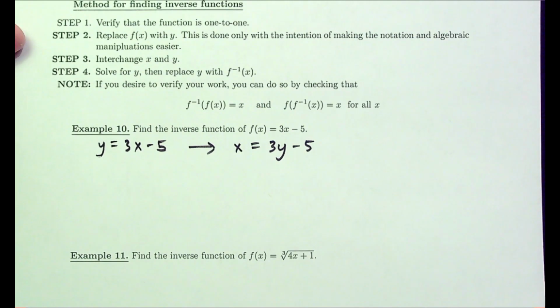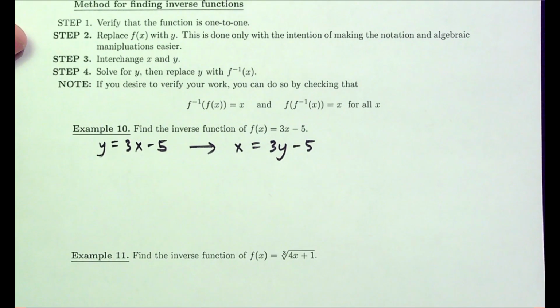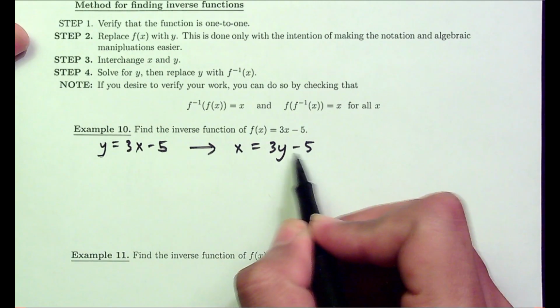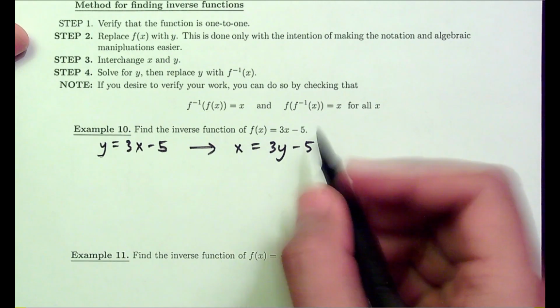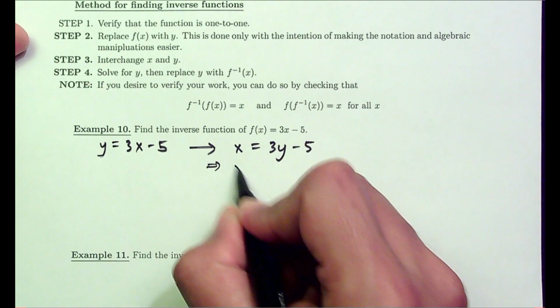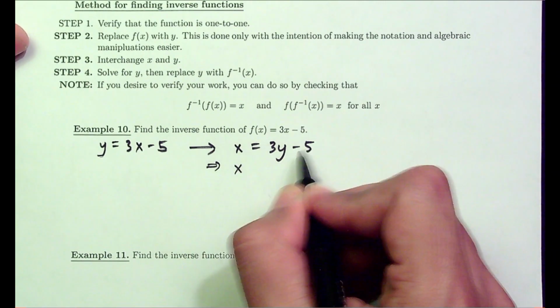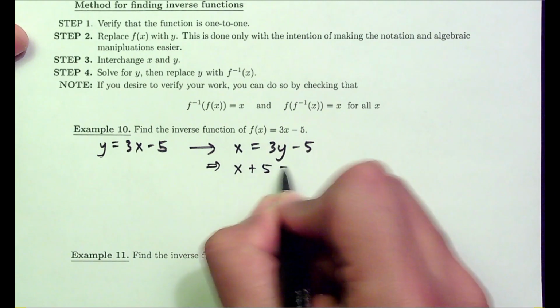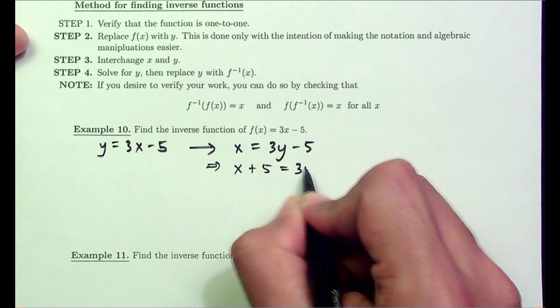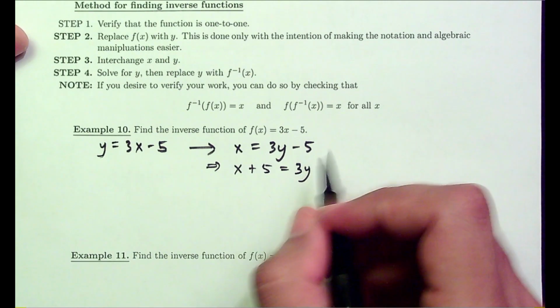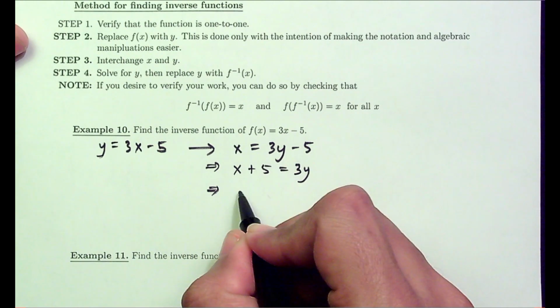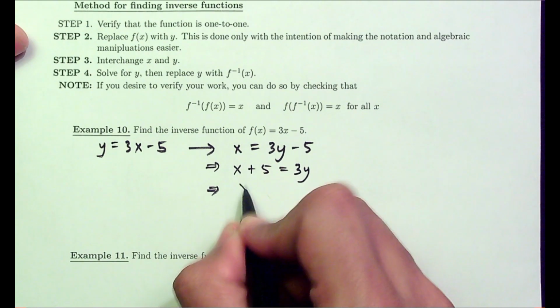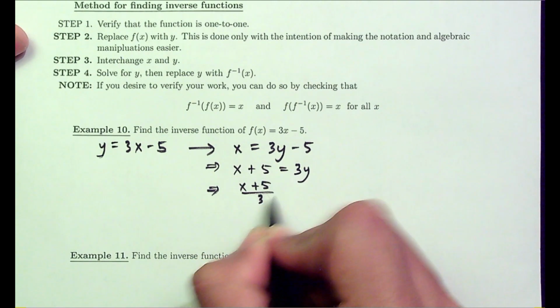After you do that, you're going to solve for y. Once I solve for y, I'm done. That's my answer. So I need the y all by itself. Add 5 on both sides, or just think of moving it to the other side. x plus 5 equals 3y. Finally, to get the y all by itself, divide by 3. So I get x plus 5 divided by 3 equals y.